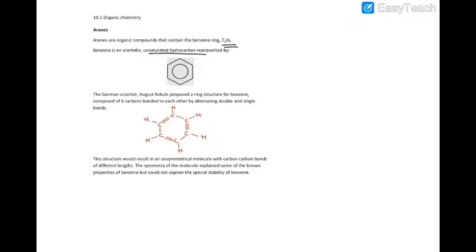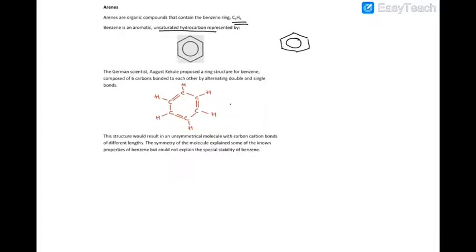And this is how you represent benzene. So you're going to draw the hexagon here, and then you show a little circle. That little circle shows the aromaticity of benzene. So initially, it was this structure that was proposed for benzene. So C6H6, like this, bonded to each other with alternating double and single bonds.